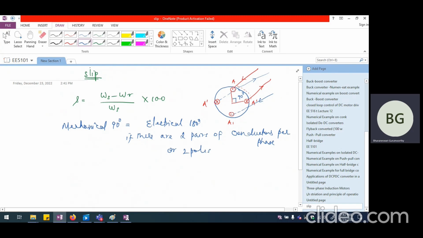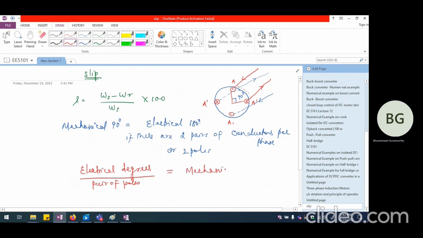So if we want the conversion between electrical degrees and mechanical degrees, we take electrical degrees divided by the pair of poles, how many pairs of poles we have, and that will give you mechanical degrees. So mechanically, what is 90 degrees in this case? That actually corresponds to electrically 180 degrees, because this is wound for 4 poles. So this particular case is a 4-pole induction motor.